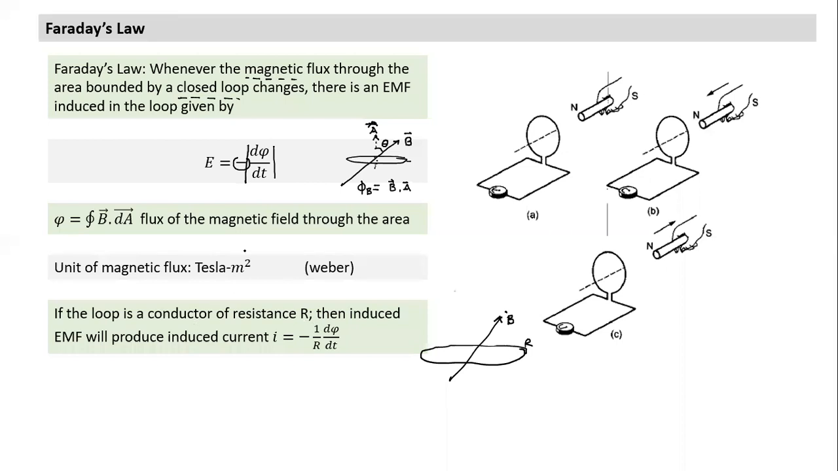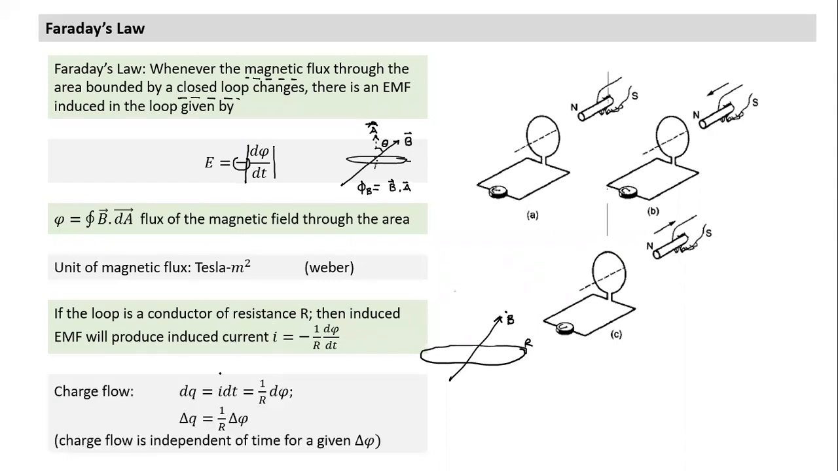And if flux changes, there's an induced EMF. If the coil has resistance R, the induced EMF will behave as if there's a battery connected with EMF equal to d phi by dt, and it will produce a current I. Current I is equal to EMF by R, R being the resistance of the loop. We'll add one more small thing here. What is I? I is dq by dt, so dq is equal to I dt. If I take the dt term to this side, dq is equal to I dt, which is equal to 1 by R d phi.